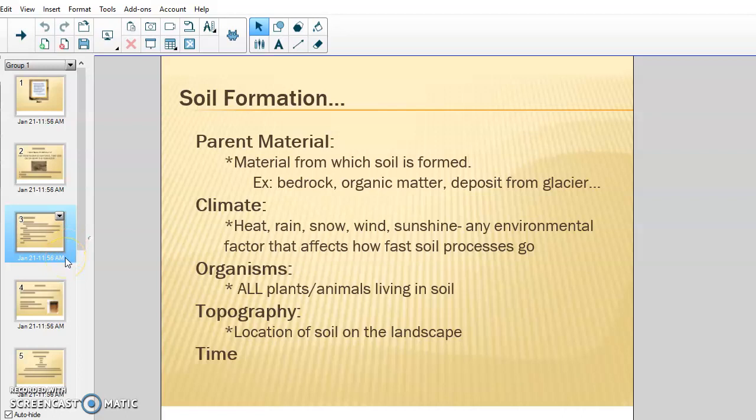So topography, and then time. Time is the 5th factor that plays into soil formation. The more time you leave soil alone, the better nutrients and the denser that it gets. If you overuse soil too much to an extent, you can kind of almost like kill it, where you deplete it to the point where it has no nutrients in it, it has no organisms in it, anything like that, and it becomes kind of almost unfunctionable.